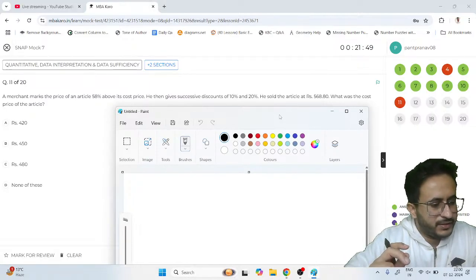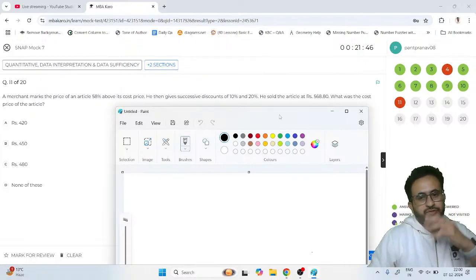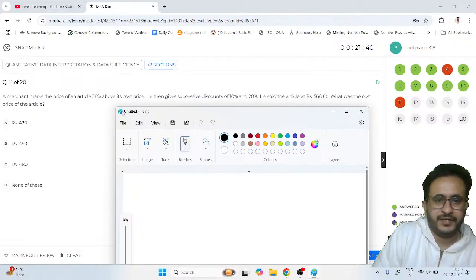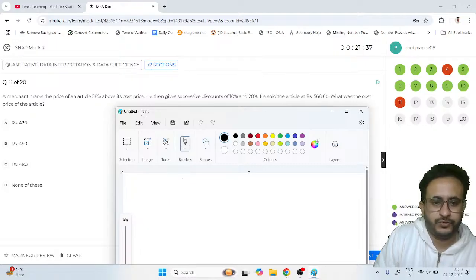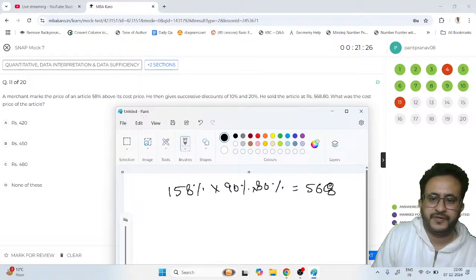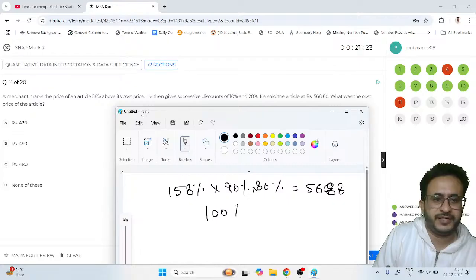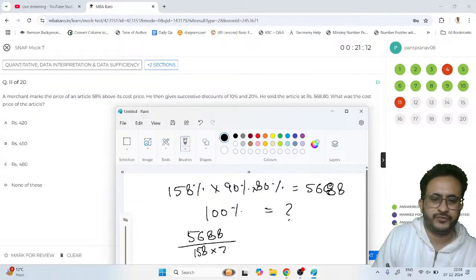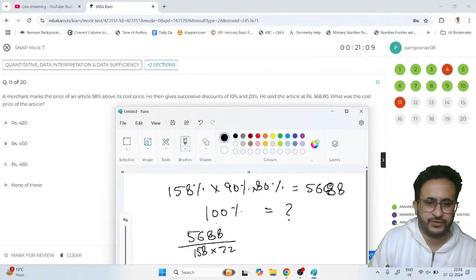Now let us try to understand how we can do such questions, and what mistakes people generally commit in such questions. People try to find the values, so don't do that. So 158% of cost price, 90% of that, 80% of that, is equal to 568.8, that is 5688. We need to find 100%, because cost price is 100%. So 100% will be 5688 by 158 into 9 into 8, which is 72. So we will just use this, ignoring decimals and zeros.